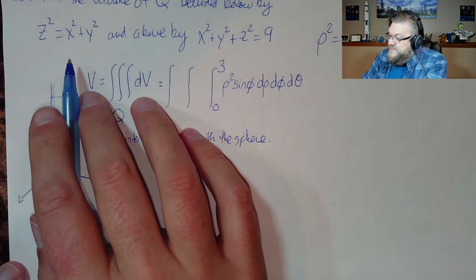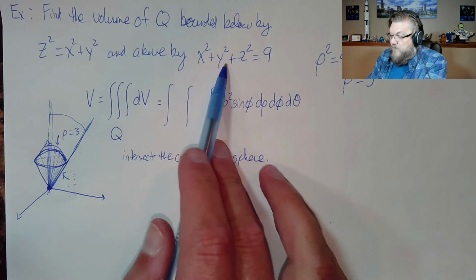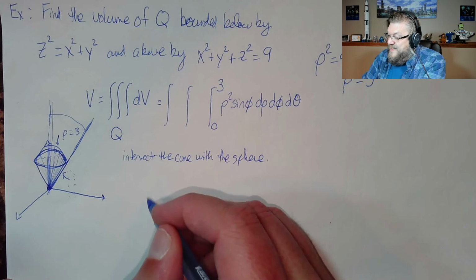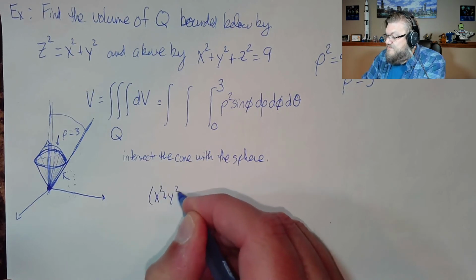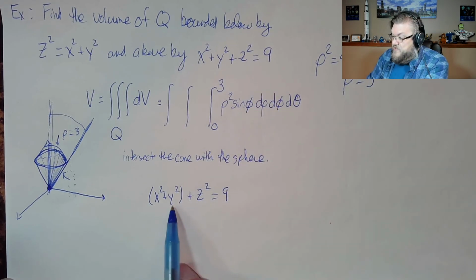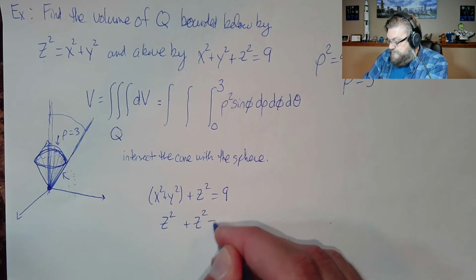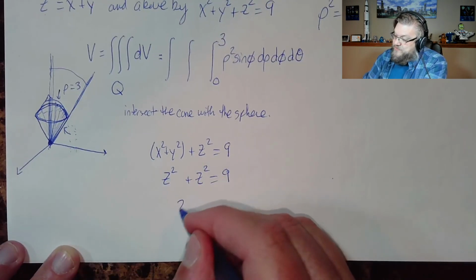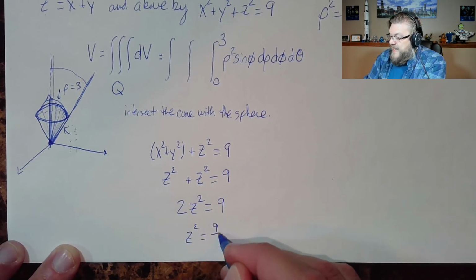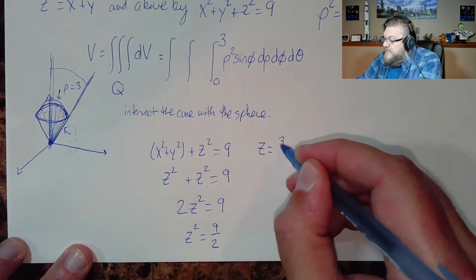Okay, so what does that mean? That means I can replace x squared plus y squared in this formula with what it's equal to, which is z squared. So I'm going to say x squared plus y squared plus z squared equals 9, and replace x squared plus y squared with what the cone says it is, which gets me 2z squared equals 9. z squared equals 9 halves, which gets me a z of 3 over root 2.